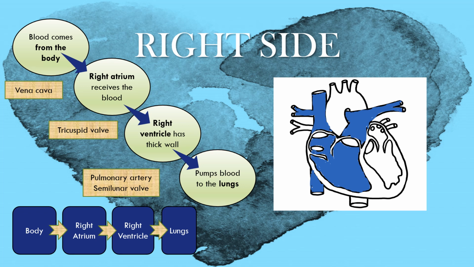There's a vessel on this right side we call the vena cava that is going to the heart. And then there's another vessel we call the pulmonary artery that sends the blood to the lungs from the heart.